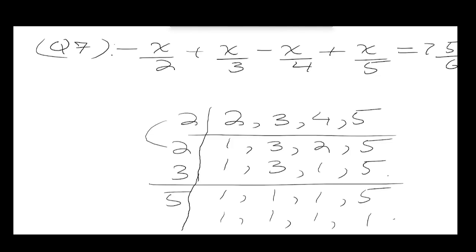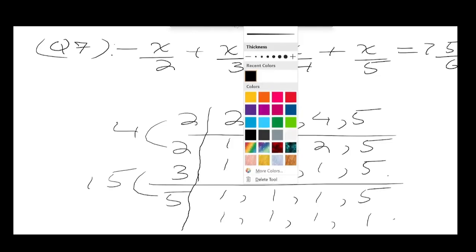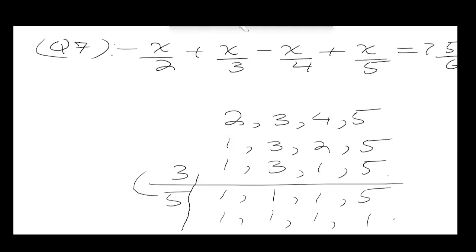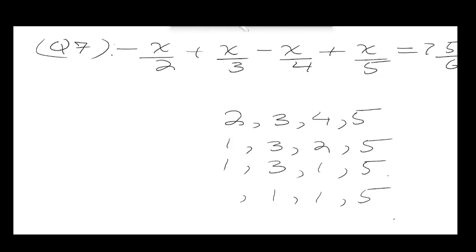So look, we have 4 and then we have 15. So 15 into 4, that is equal to 60. So now we will divide 60 by 2 and then multiply that value by this whole term. Same as for the second term, 60 will be divided by 3 and then multiplied by the whole term. So that is how we are going to approach this expression.